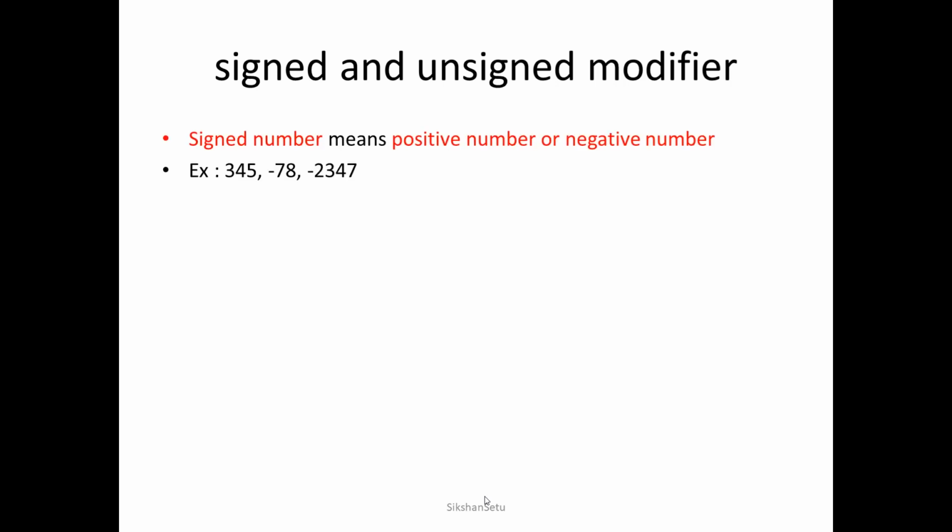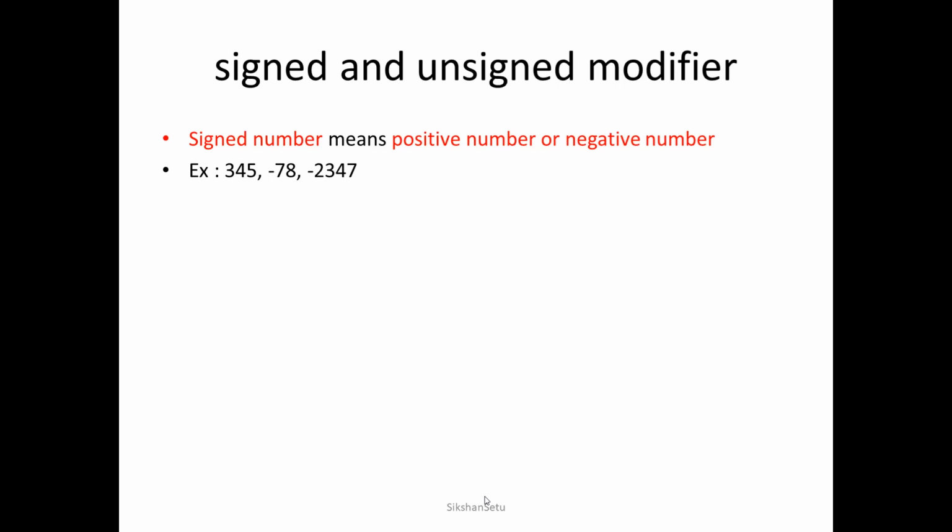Now there are some modifiers possible along with the data type, that is signed and unsigned. Now what we mean by signed? Signed number means it can contain a positive number or a negative number. For example, if I write 345, generally in practice, when I speak or write 345, by default we assume that it is a positive number. We need not put a plus sign over there.